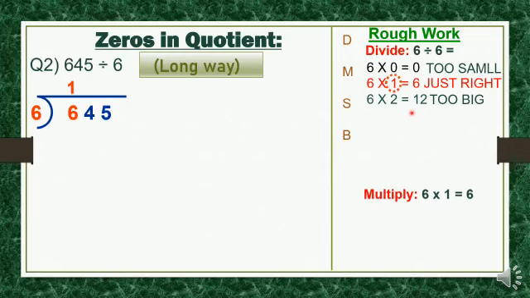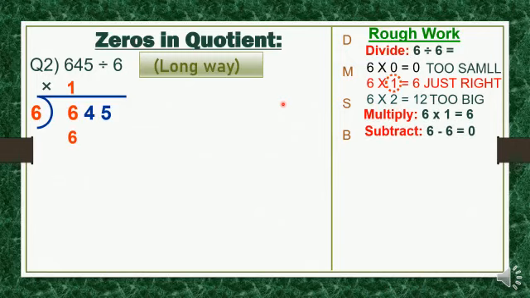So the next step is to multiply. Now multiply this 6 by 1. 6 ones are 6, we will get. Then the next step is to subtract. 6 minus 6 will give us 0. And then the next step after subtraction is bring down. So we will bring down the next number.